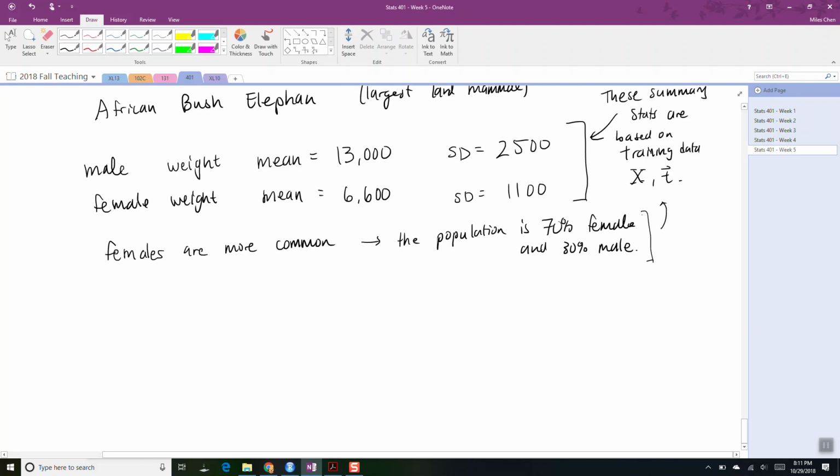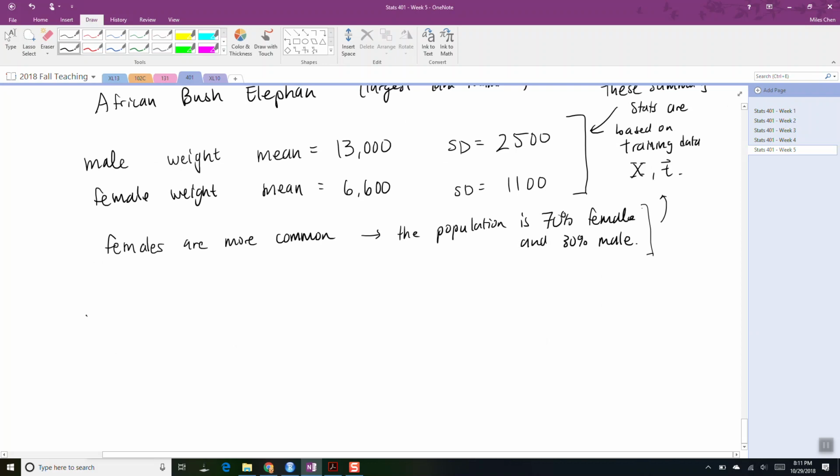And so let's say we observe a new elephant. So we only have one input here. Okay, we get a new elephant, and the weight is 9,000 pounds. Now you have to guess. Do you think this is a male elephant or a female elephant? All right, I purposely chose a hard to tell one, right?